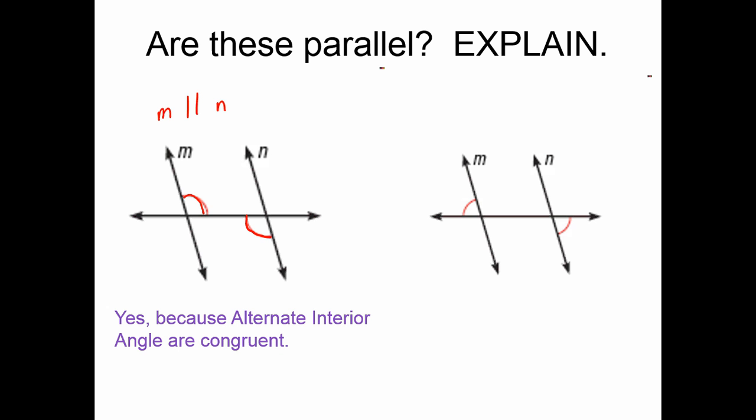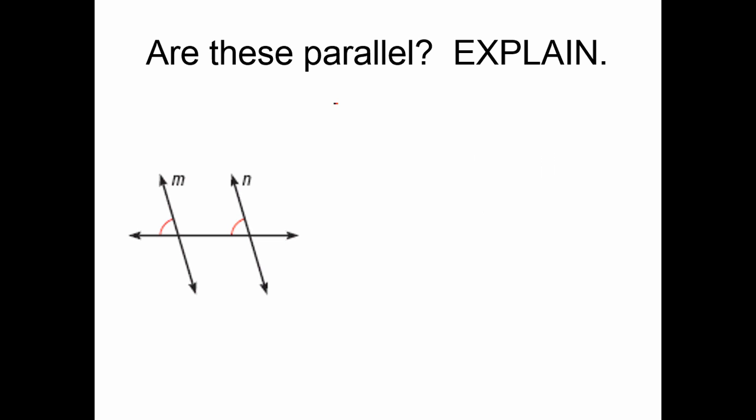Are these two parallel? These two here, M and N, I can state that those two lines are parallel, and that's because their alternate exterior angles are congruent. Are these two parallel? Yes, they are. I know for a fact that M and N are parallel, and that's because their corresponding angles are congruent.